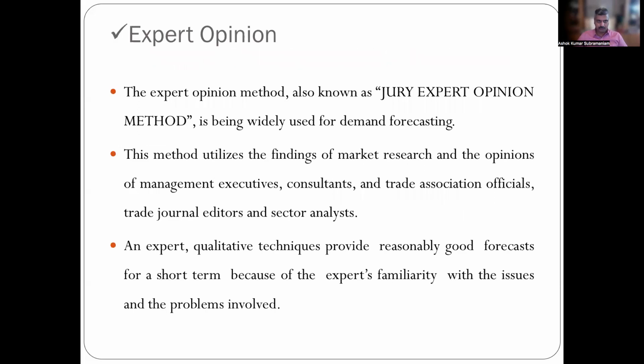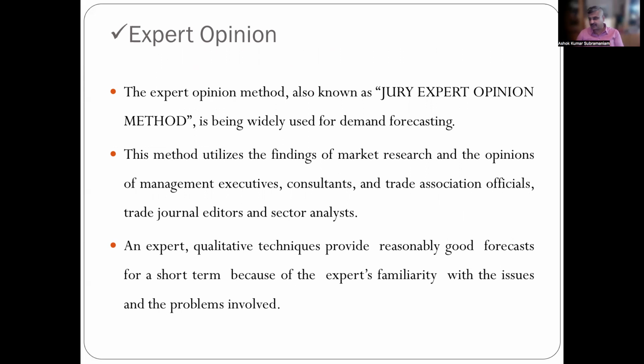So coming to your qualitative, expert opinion is one of the oldest methods in demand forecasting, where you go to an expert, a person who has relevant experience in forecasting the demand. You give your data to them and ask them what your demand would be like. So it is purely the jury's expert opinion. The expert may be a single person or a group of persons who will be analyzing your given data.